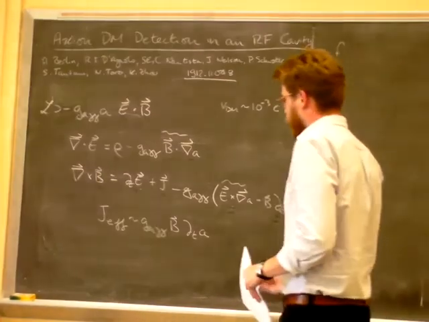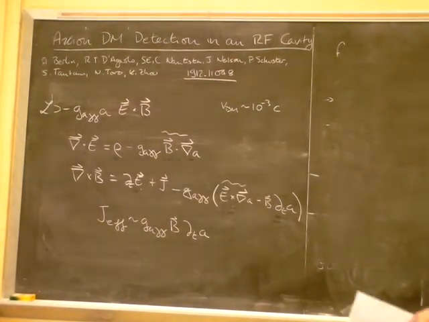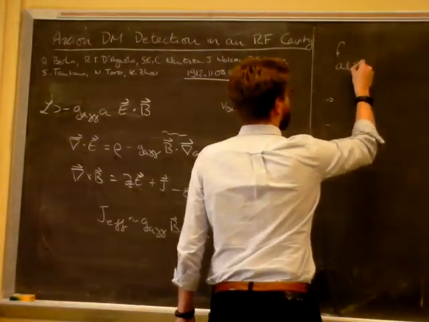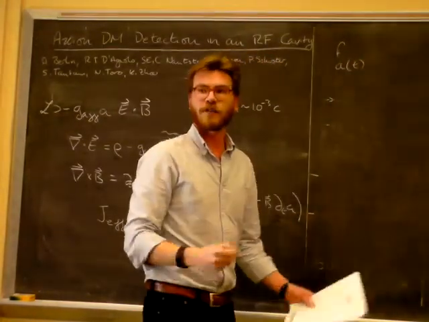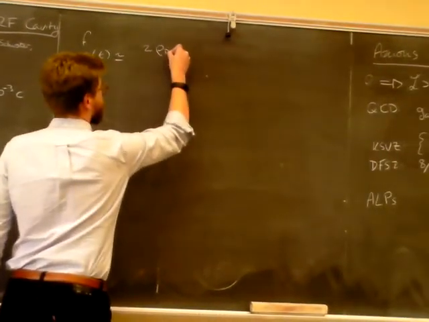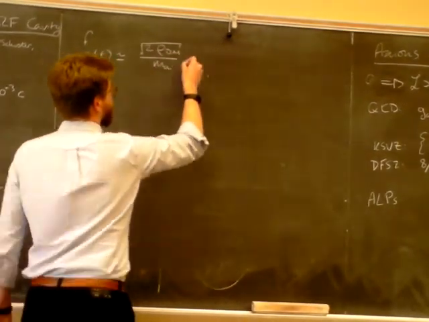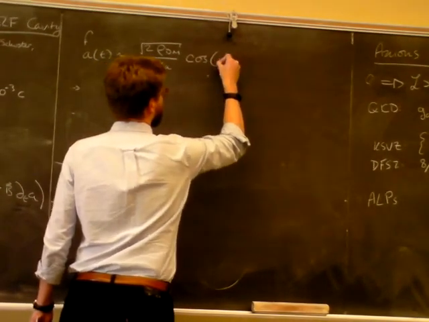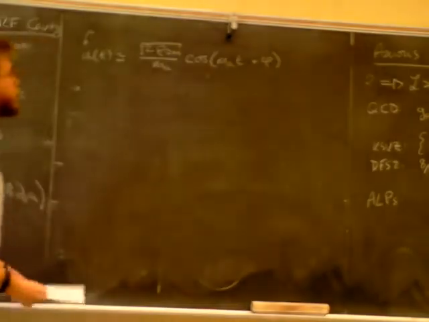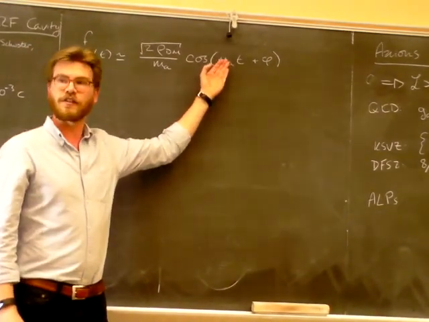So the main point is that the axion field, if it's oscillating as a function of time, will act as a current. And indeed, what we have is that the axion field as a function of time, if it makes up all of the dark matter, is roughly 2 times the energy density of dark matter, square rooted, over the mass, times a cosine. So it is oscillating as a function of time at a frequency set by its mass.